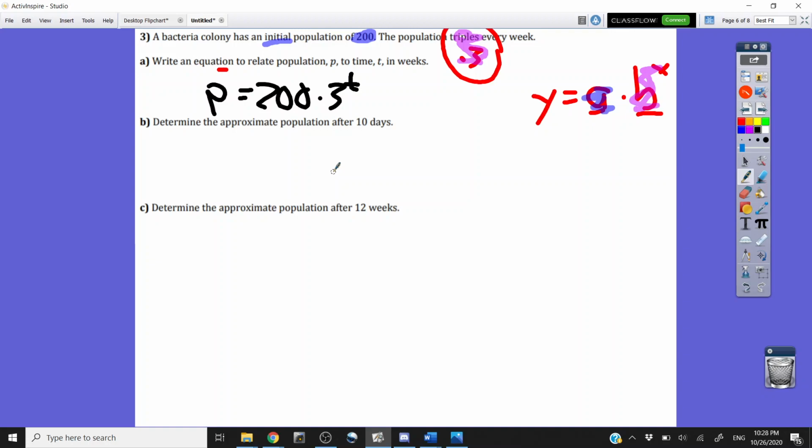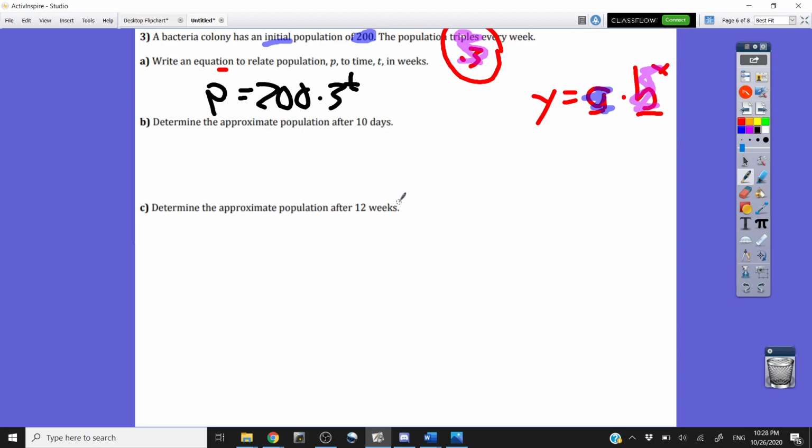So initial value 200, tripling. And to note, we cannot multiply these together to make 600 because the exponent gets evaluated first. So we can't multiply them. It has to stay as 200 times 3 to the t.